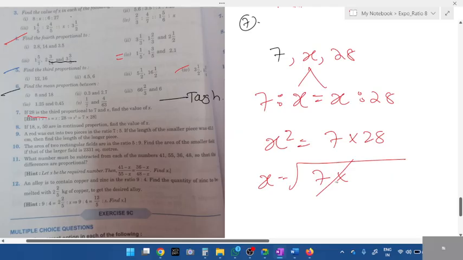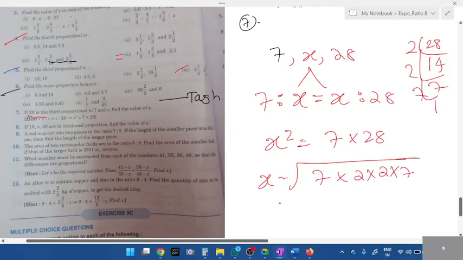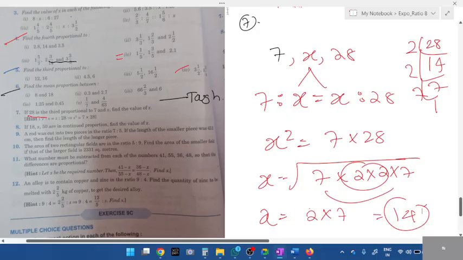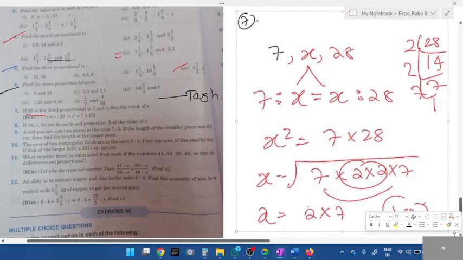What's the answer for 48 students? I mean 28. What do you get for 28? 2 into 14, 2 into 7, 7 into 1. What are the two numbers you have to pair? Yeah, 2 into 7. The answer is... Seventh question is done. Any doubts in the seventh one?